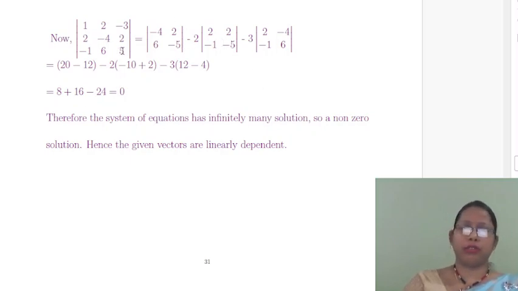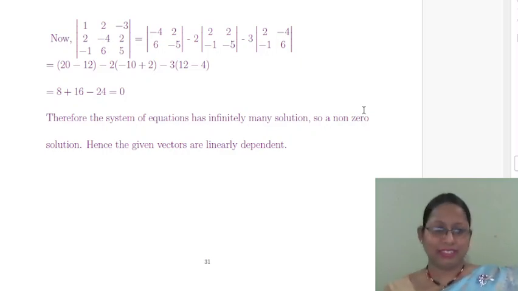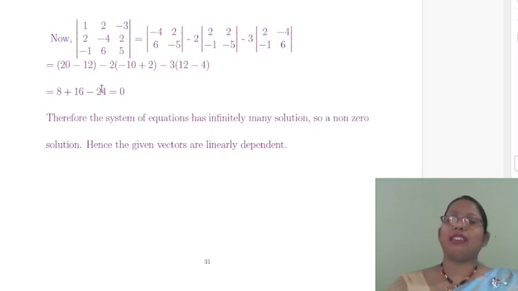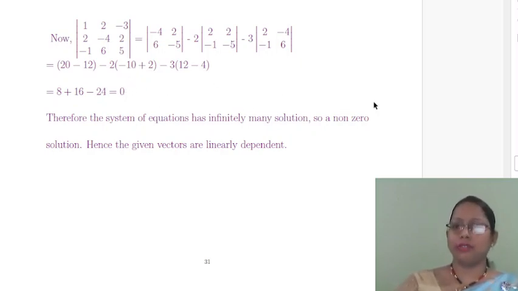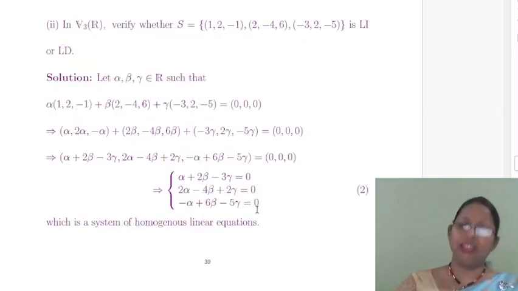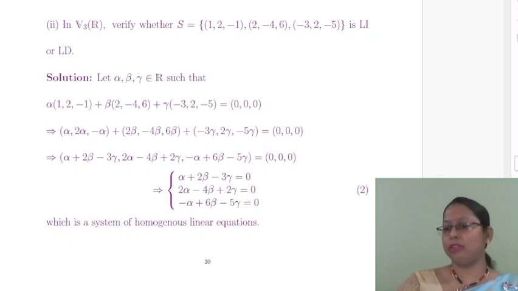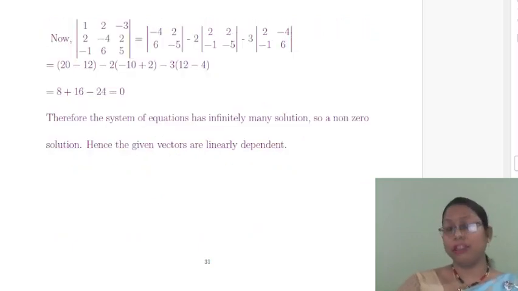This is a typo only, okay. Here I am writing correctly, so this is minus 5. So I have not made any mistake here like in the previous case. Here the determinant is 0, so the rank will be less than 3. If the rank is less than 3, then the given system of equations has an infinite number of solutions, and therefore a non-zero solution, hence the given vectors are linearly dependent.